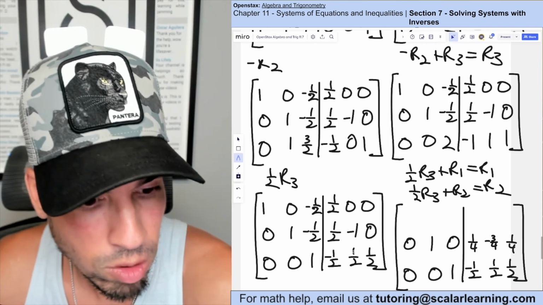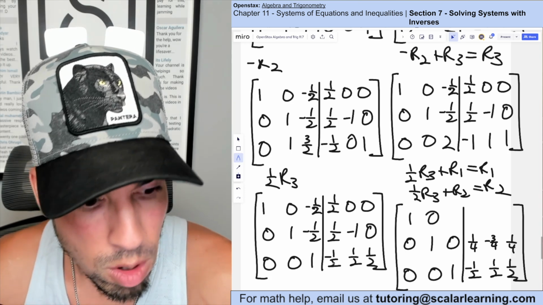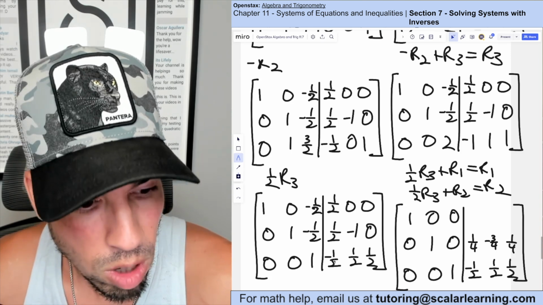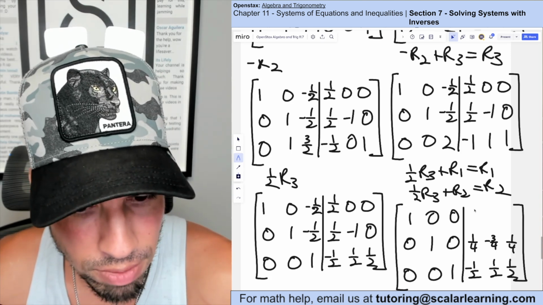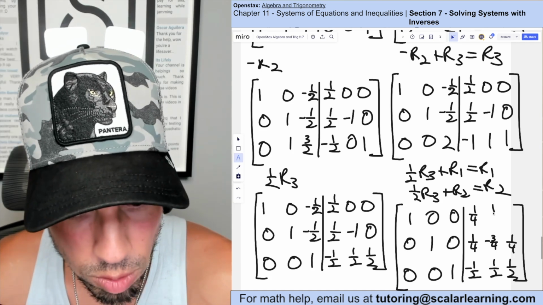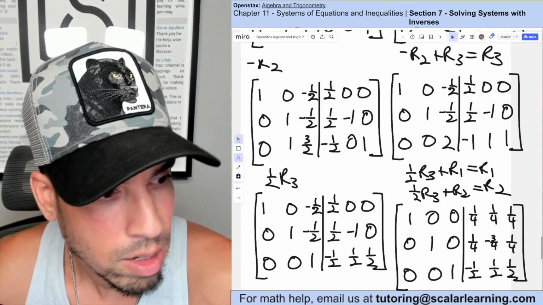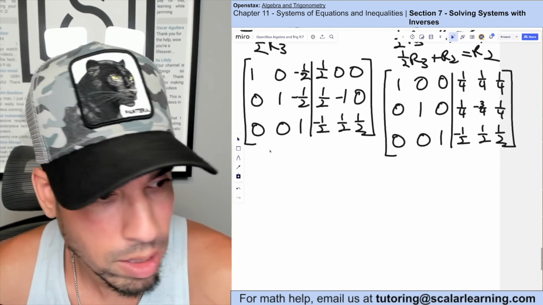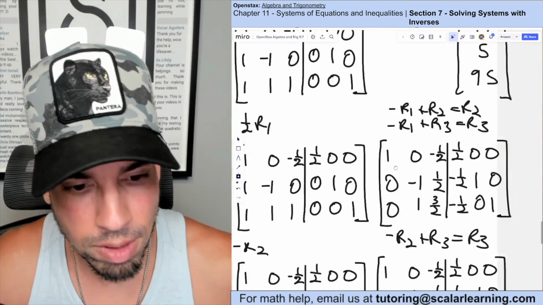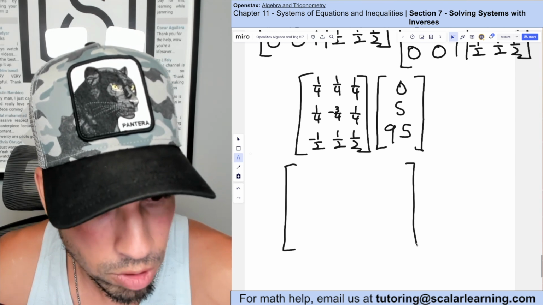Okay, now the top and final row, we got 0 plus 1 is 1, 0 plus 0 is 0, 1/2 plus negative 1/2 is 0. All right, then we got negative 1/4 plus 1/2 is positive 1/4. Then we got positive 1/4 plus 0 is 1/4, and same over here, 1/4 plus 0 is 1/4. All right. Now we got the inverse matrix, so we're going to write that out. And we're going to multiply it against this guy, 0, 5, 95. And now we're going to get our answer over here ready to go.